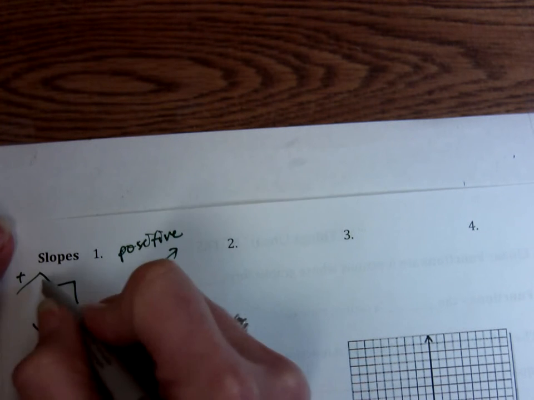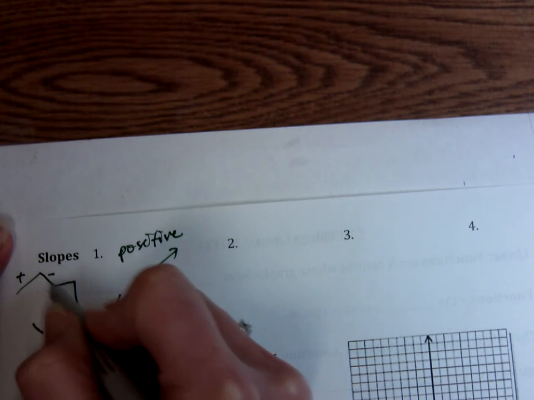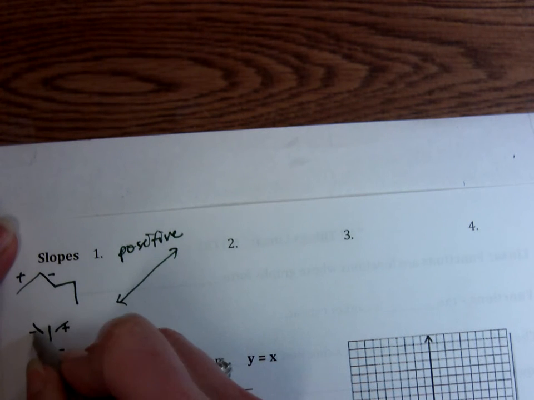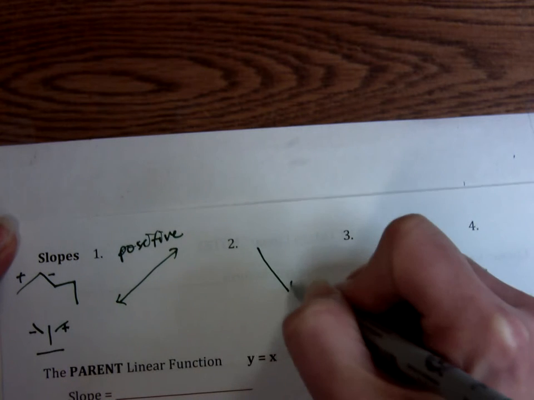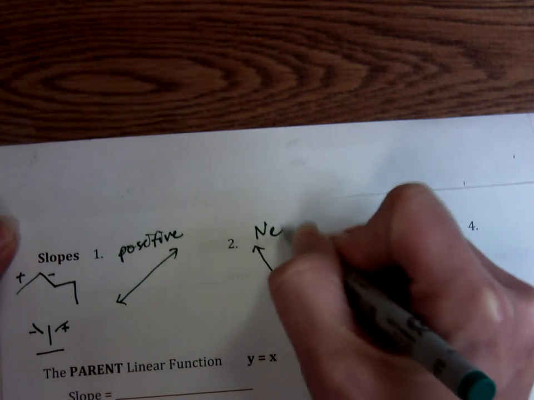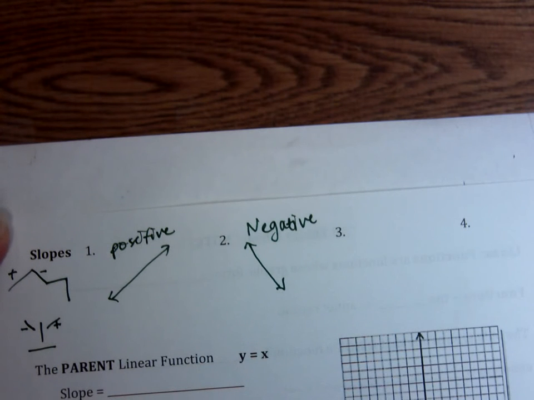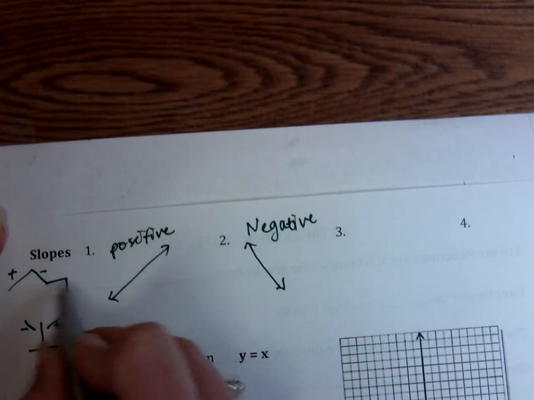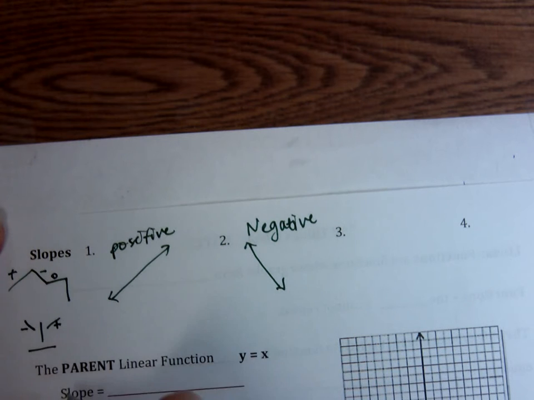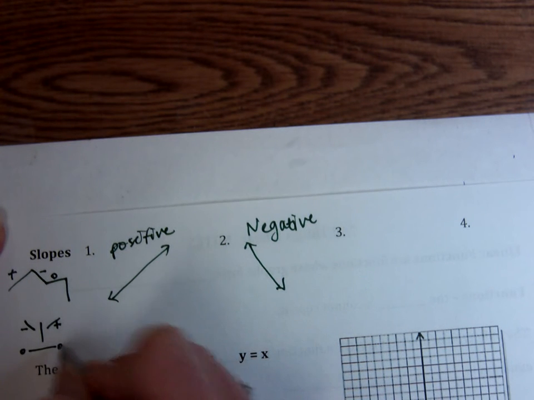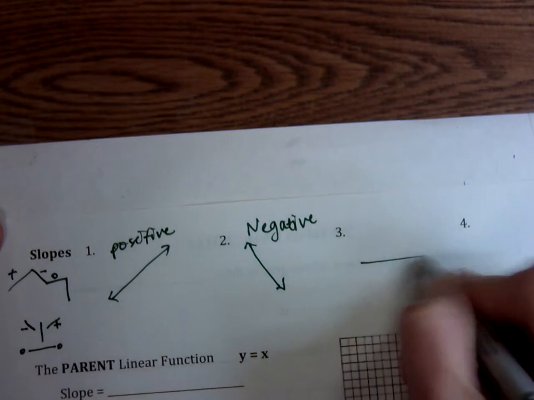We also have negative, nice and easy negative. Remember, we're on a ski slope, nice and easy negative down the hill. This one is negative, and so the negative slope is going down and to the right. The line that is horizontal, straight across, is your zero slope. So here the mouth of the slope dude is zero slope.